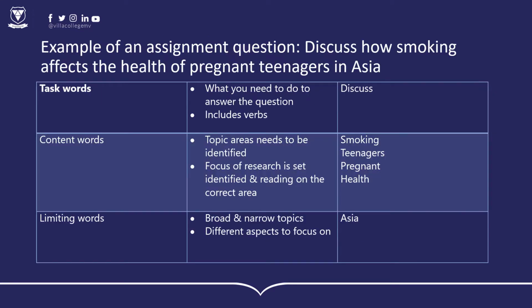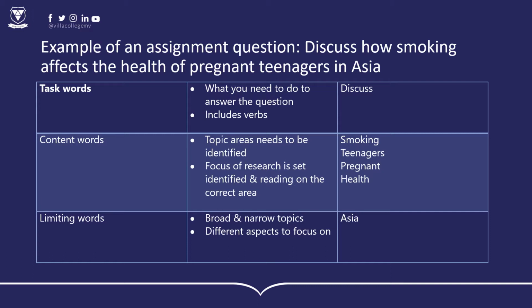Here is an example of an assignment question. Discuss how smoking affects the health of pregnant teenagers in Asia. As shown in the table, the question was read carefully to identify the task words, the content words, and the limiting words. Task words are usually verbs, and they tell you what to do to complete your assignment. As for the content words, they help you to identify the topic areas and focus your research and reading on the correct area.